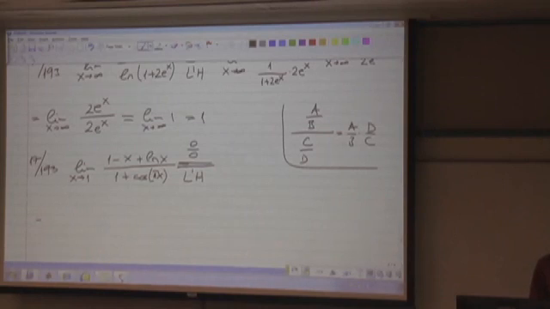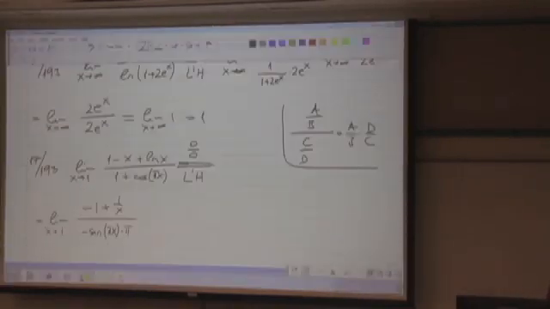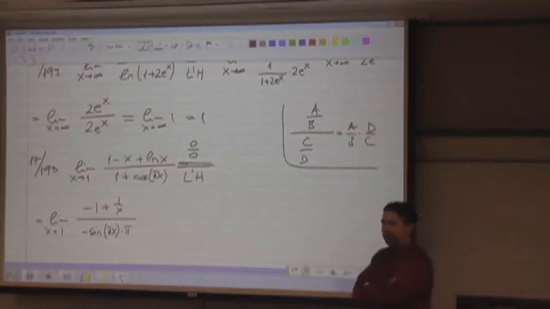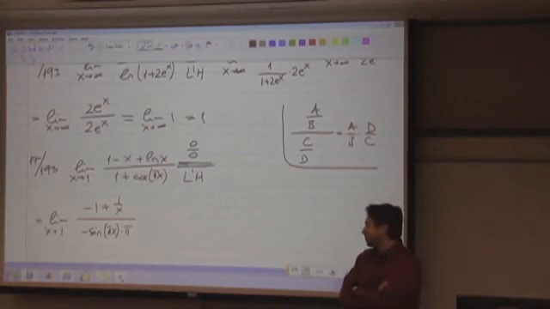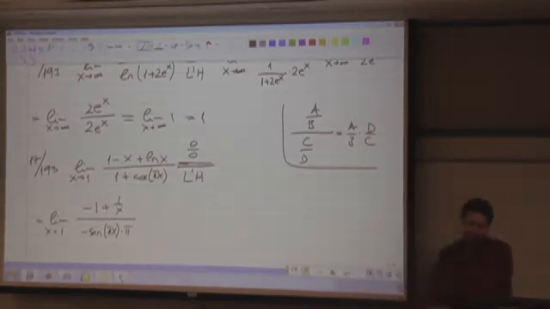What do we get on the top? Negative 1 plus 1 over x divided by negative sine of pi x times pi. As it turns out, the pi doesn't actually play any role. So what next? Zero over 0, right? So what next? Do it again. Okay.